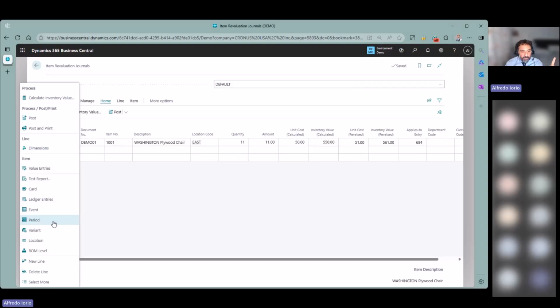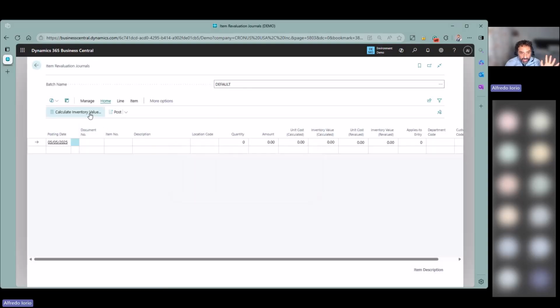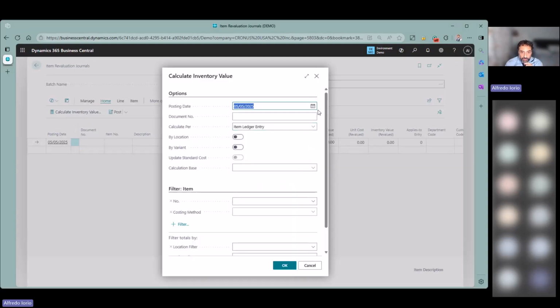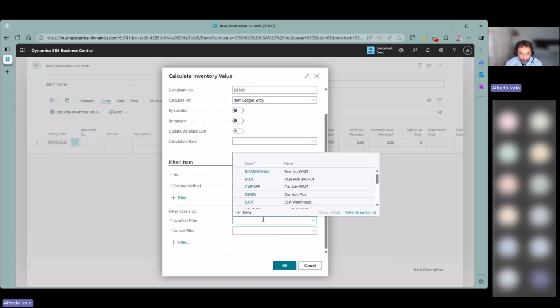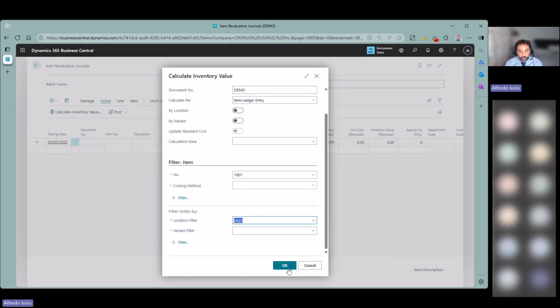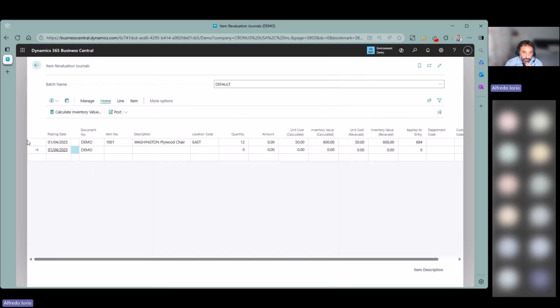Let me show you what happens if I delete this line and we do the same, but this time, instead of looking at the 5th of May, I look at the 1st of April. So I go back in time before I actually receive this stock. So I'm going to do exactly the same, and I'm going to choose East. I click OK, and look, here you can see that difference. Hopefully, I got 12.